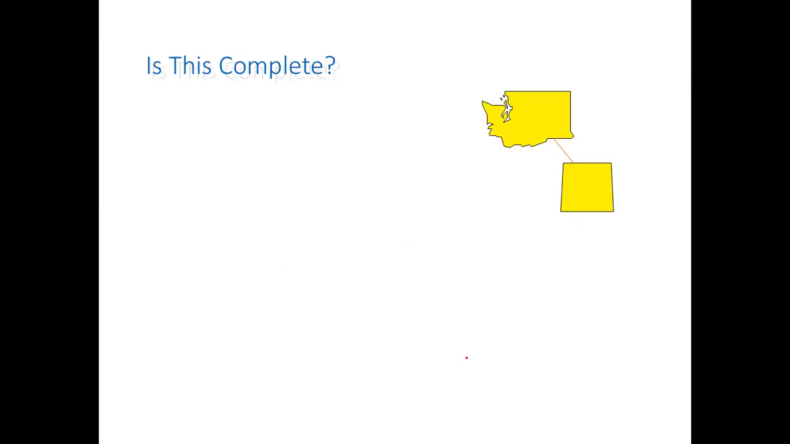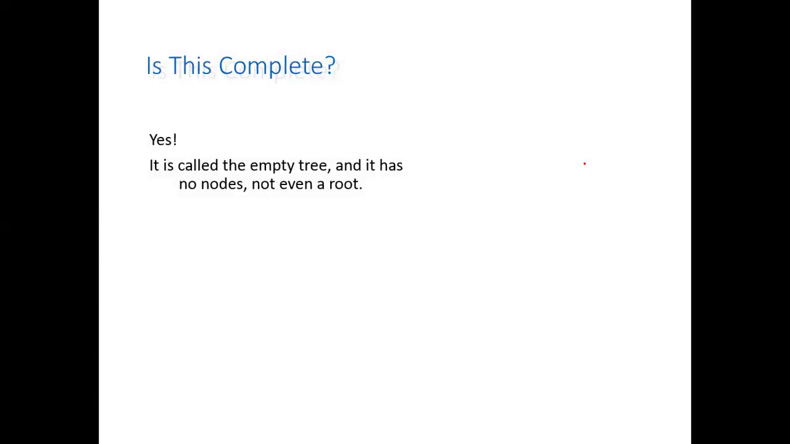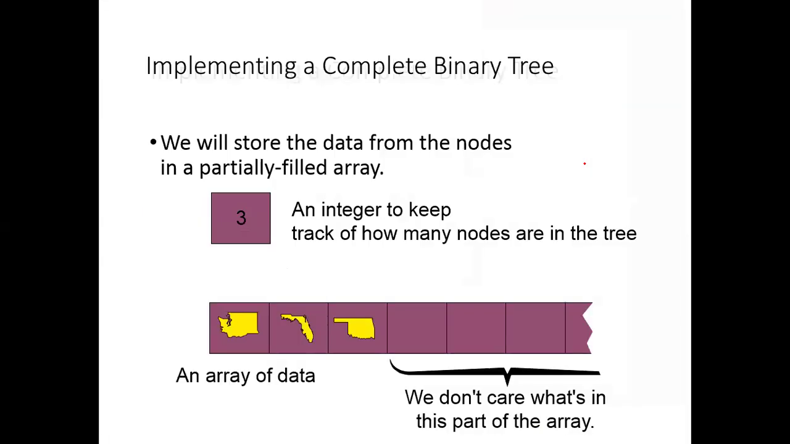Is this a complete binary tree? No, this is also not a complete binary tree. Instead of adding it on the left, I directly added it on the right. So it's not a complete binary tree. Is this a complete binary tree? Yes. It is an empty tree. If you see this one, that will be considered as only a root node, and there is no left and right child. This is also considered as a complete one.